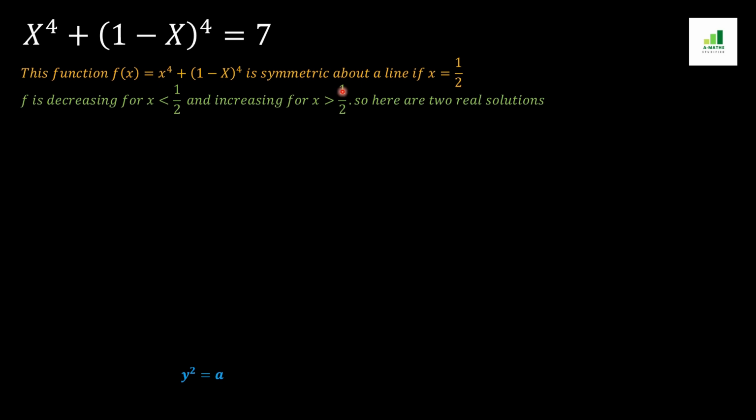Now let's begin our question. First, let's consider y = 1/2 - x. Why? Because, as I showed you, this function is symmetric about the line x = 1/2, so we should take our assumption as 1/2 - x. Now if we rearrange this equation for x, we should get x = 1/2 - y.